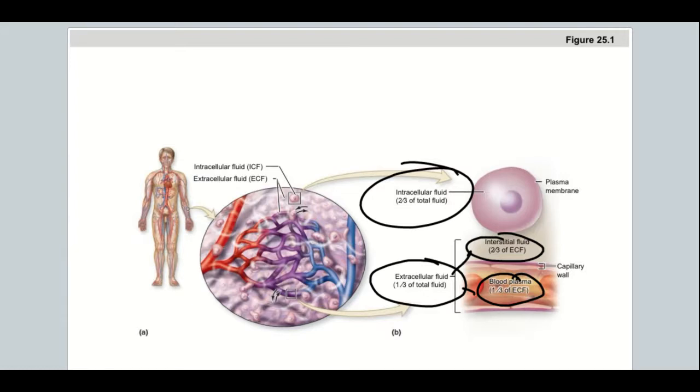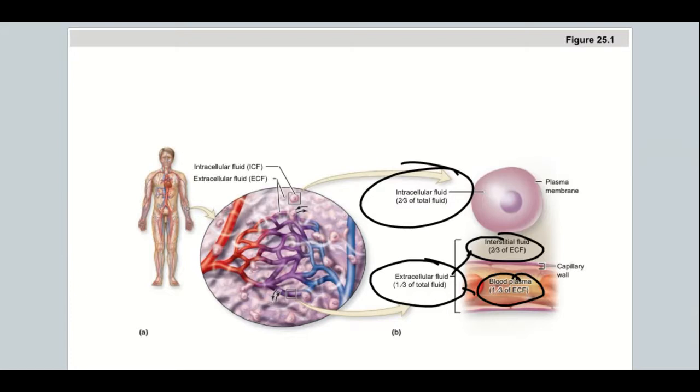In the last video, we talked about, in general, how fluid moves. The movement of fluid between these compartments is dependent on the concentration of the fluids, so the concentration of solutes and proteins in the different compartments. Water always moves towards the higher concentration of solute. So that's the movement of the fluid here.